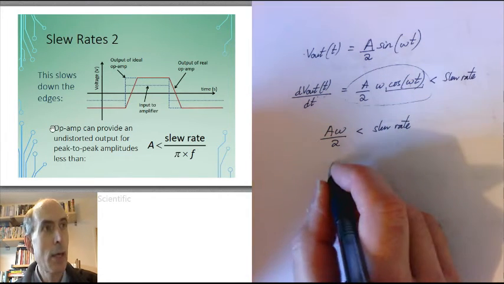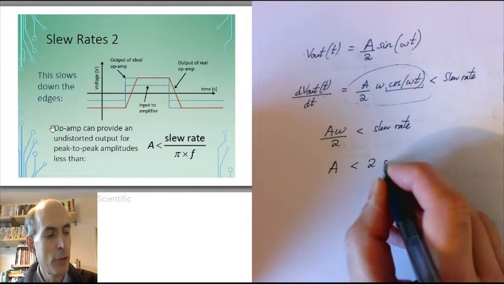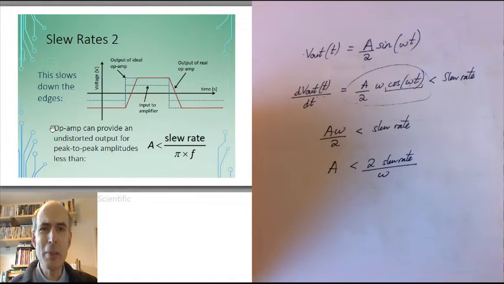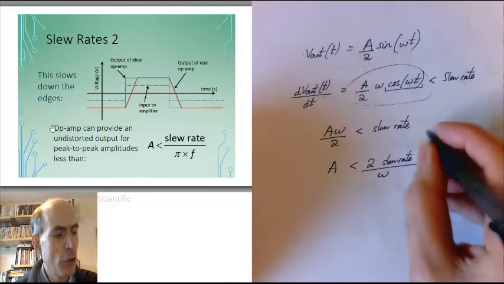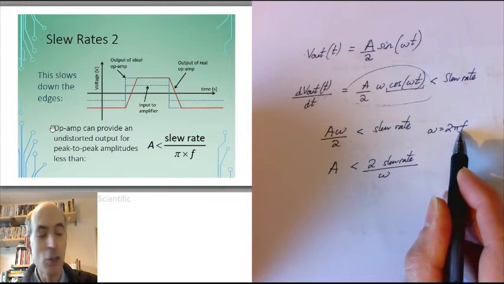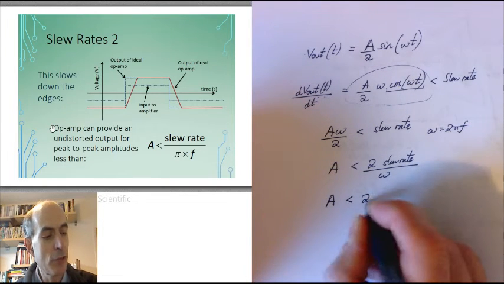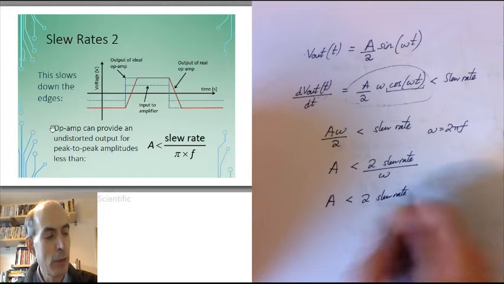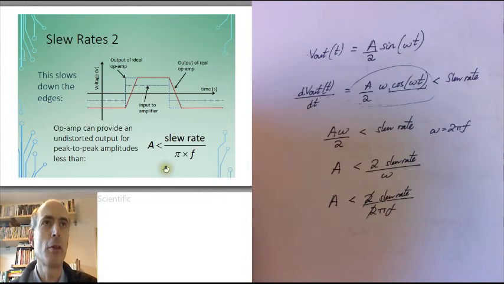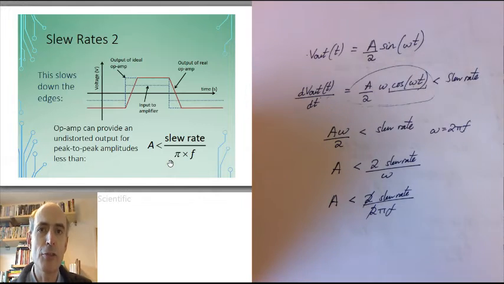Or to put it another way, A has got to be less than 2 times the slew rate divided by omega. Now, typically we tend to use hertz as units of frequency rather than radians per second when we're designing op-amp circuits. So we could use the fact that omega is 2 pi times the frequency in hertz and write this as A is less than 2 times the slew rate divided by 2 pi f. The 2's cancel, and we just end up with the formula that we have in the slide. A is less than the slew rate divided by pi times the frequency in hertz.